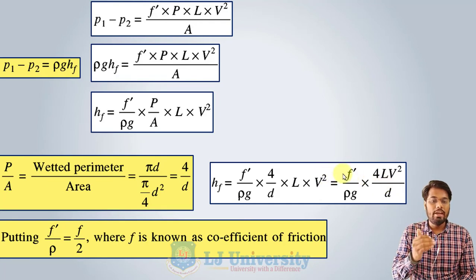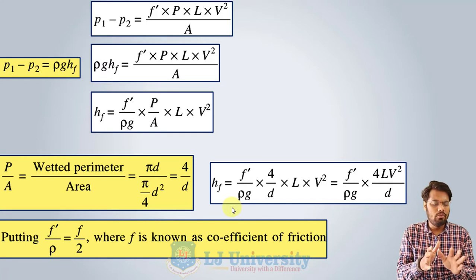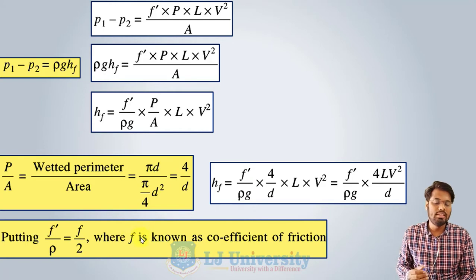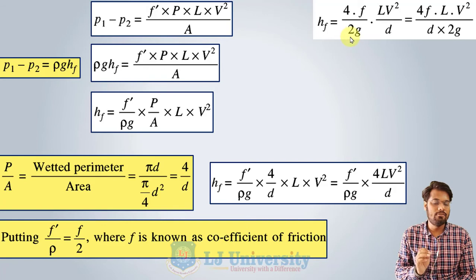Now we put f dash by rho is equal to f by 2. In some reference books it is generally taken as only f for simplification, sometimes taken as f by 2, which is known as the coefficient of friction. Here f dash is the friction resistance, f is the friction coefficient, and f dash by rho is equal to f by 2. So replacing f dash by rho by f by 2, we get hf is equal to 4f divided by 2g into L V square by d. Simplifying more, we get 4f L V square divided by d into 2g.